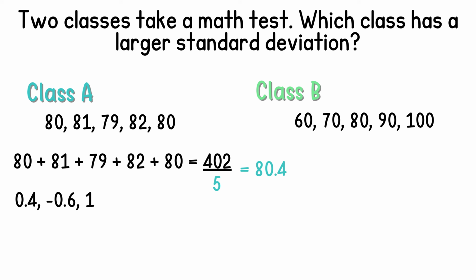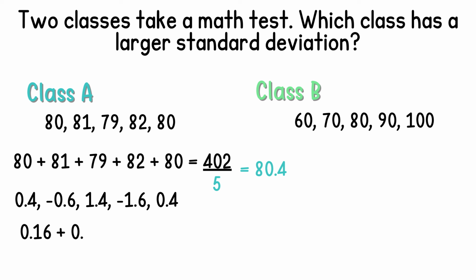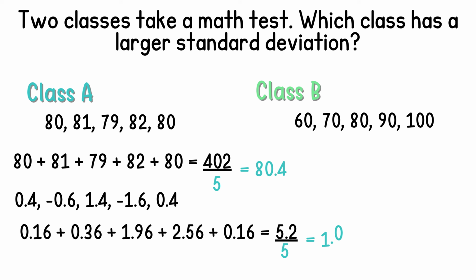If we subtract the mean from each of our data points, we'll end up with 0.4, negative 0.6, 1.4, negative 1.6, and 0.4. Now we'll square each of these terms and we'll get 0.16, 0.36, 1.96, 2.56, and 0.16. Now we'll find the mean of these numbers by adding them all together, which gives us a total of 5.2. And dividing by the 5 numbers gives us a variance of 1.04. Our last step is to take the square root of this variance, so we get a standard deviation of 1.02.